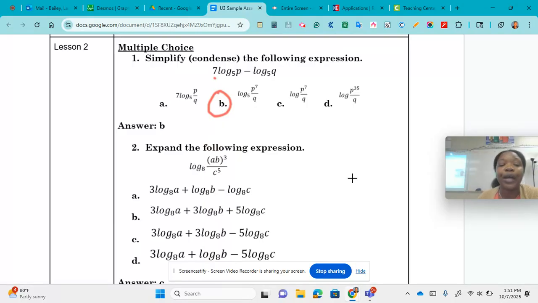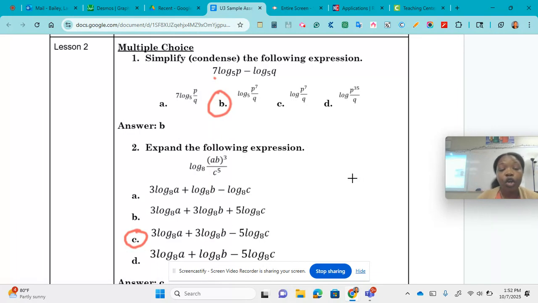Now we're going to expand it. Excellent. The 3 is going to go in front of the log for the A and the B. So which answer is it? C. Do I have anyone that needs me to go over that?